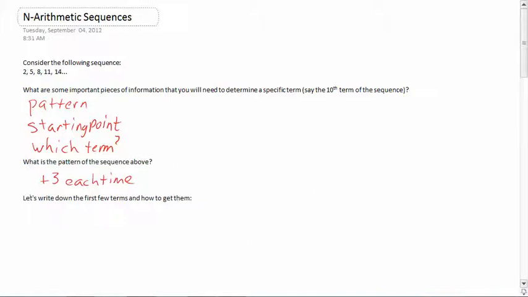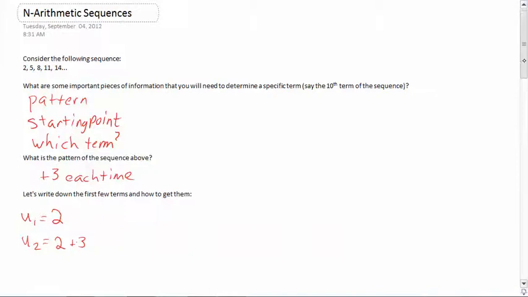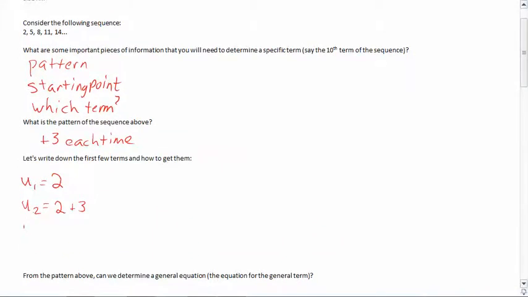Okay, so the first term, which is U1, is going to be 2. Okay, that's our starting term. All right, so then let's go to the second term. And the second term is 5. Now, how did we get that 5? Well, we took 2 and we added 3. Okay, well, let's go to the next term. So now let's go U3, the third term. The third term is 2 plus 3, which was the second term, but now we're going to add 3 to that one.